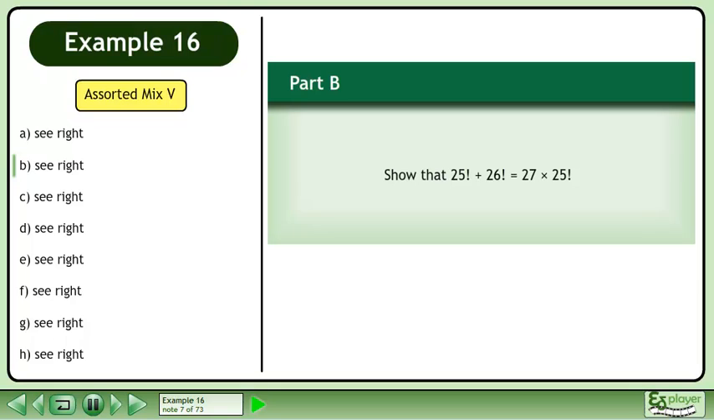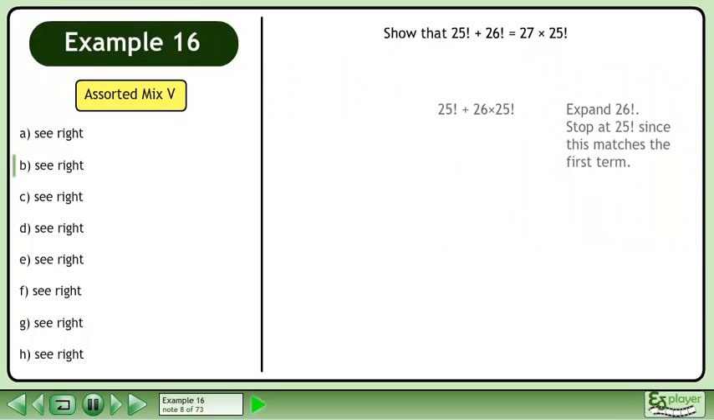Now we'll move on to part B. Show that 25 factorial plus 26 factorial equals 27 times 25 factorial. Expand 26 factorial. Stop at 25 factorial since this matches the first term.